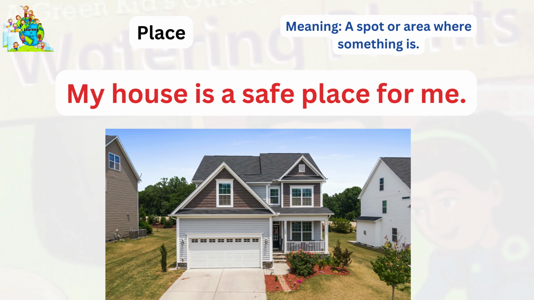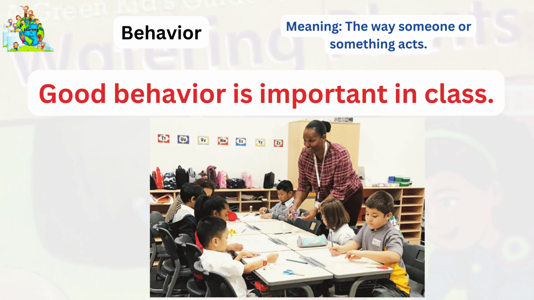7. Place. Meaning, a spot or area where something is. Sentence: My house is a safe place for me. 8. Behavior. Meaning, the way someone or something acts. Sentence: Good behavior is important in class.